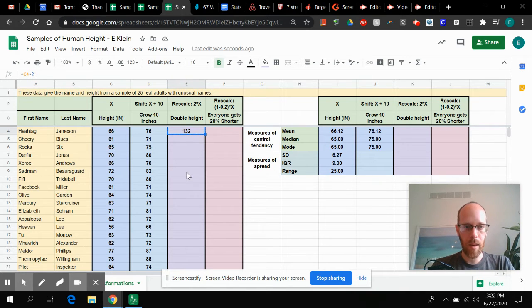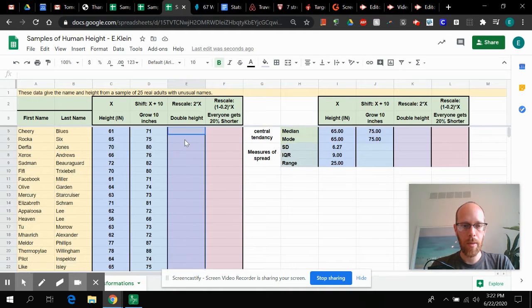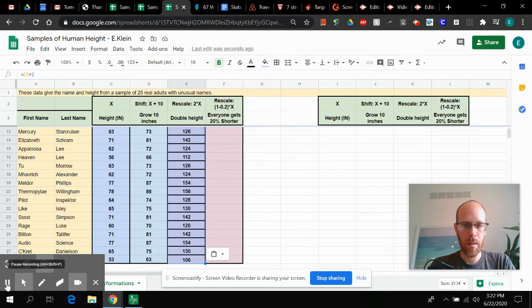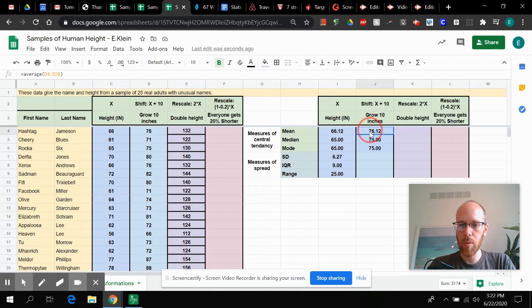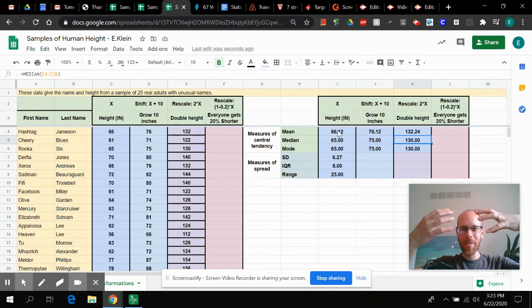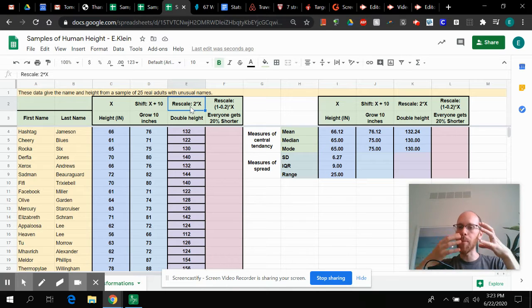I'm going to copy it, and paste that all the way down the column, and then copy these formulas right here. Actually, I'll use these right here. It doesn't actually matter. Copy those. I'm going to paste here. So the mean was 66.12. Now it's 132.24. The median and the mode were both 65. They're now both 130. What happened? Well, once again, they did the same thing that we did to the transformation. If you double each person's height, if you double each value, it will double the center of the data.